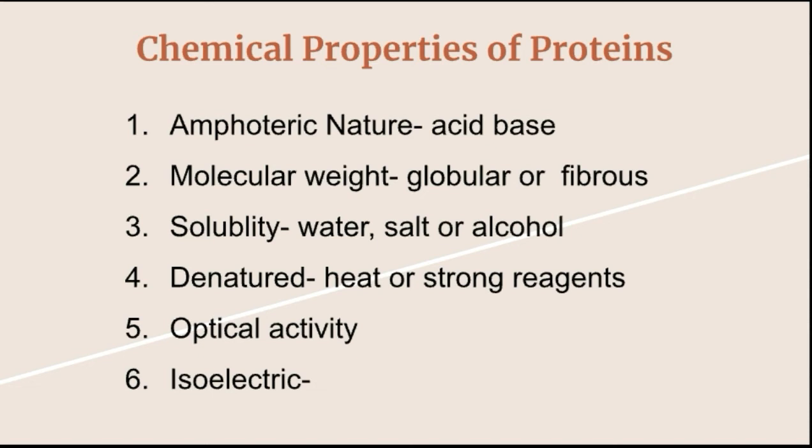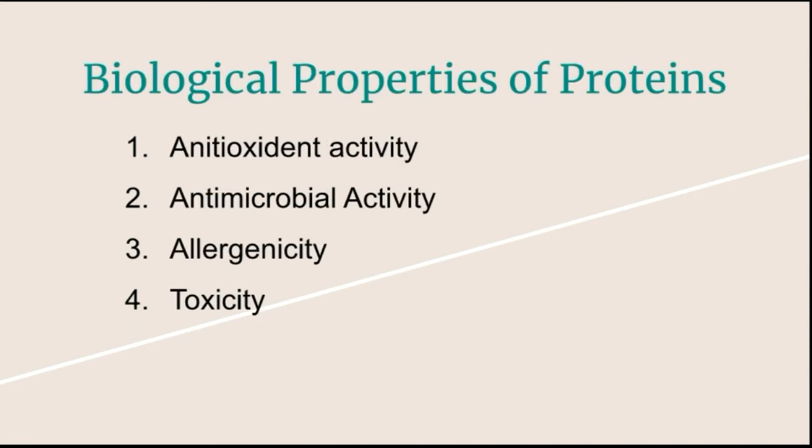Okay, there are 6 properties we have also seen. Next are the biological properties of proteins. There are 4 biological properties we see here. The first one is the antioxidant activity, another is antimicrobial activity, the third is allergenicity, and the fourth one is the toxicity. Okay, first is the antioxidant activity.